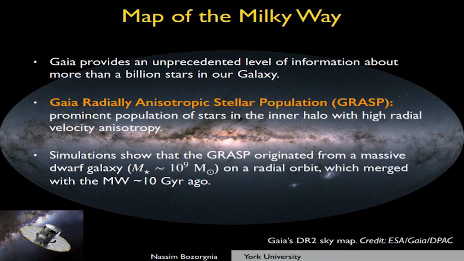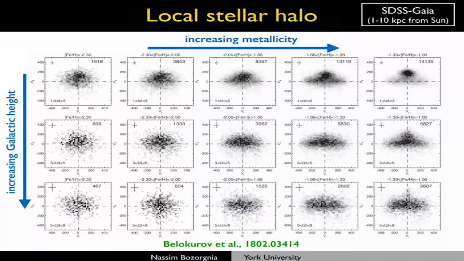So in any case, we have this structure now in stars, and this is how it looks in velocity space. So this is azimuthal velocity, and this is radial velocity on the x-axis. This is a complicated slide, but this is just how the local stellar halo looks close to the position of the sun, from 1 to 10 kiloparsec, with SDSS and Gaia data. And you see that we are increasing metallicity in this way and increasing galactic height here. So this is close to the disk of the galaxy.